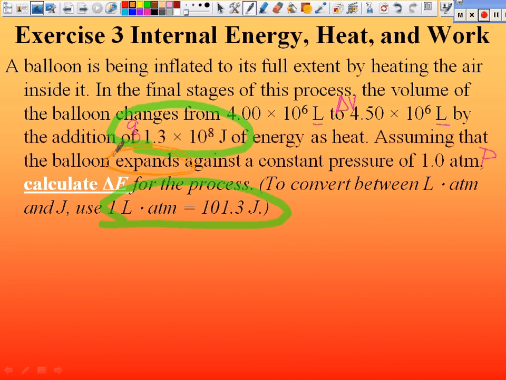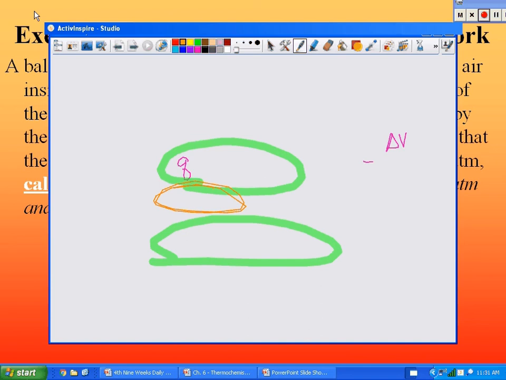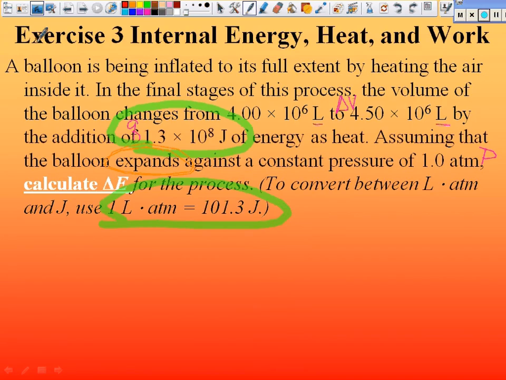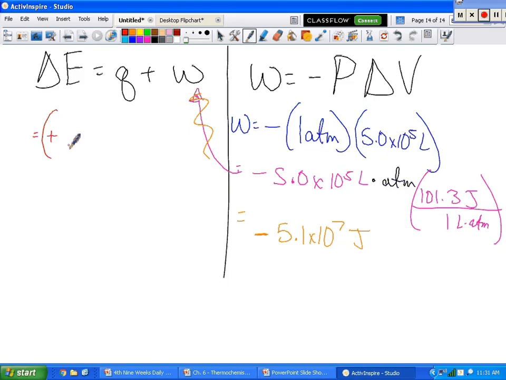Now, help me out. What was the Q again? Endo or exo? What does it say? It says by addition of energy as heat. So it's got to be positive because it's endo. All right, so we've got positive 1.3 times 10 to the 8 joules. No, it can be in joules or kilojoules. Okay, and then we've got negative 5.1 times 10 to the 7th. Let me erase all this.